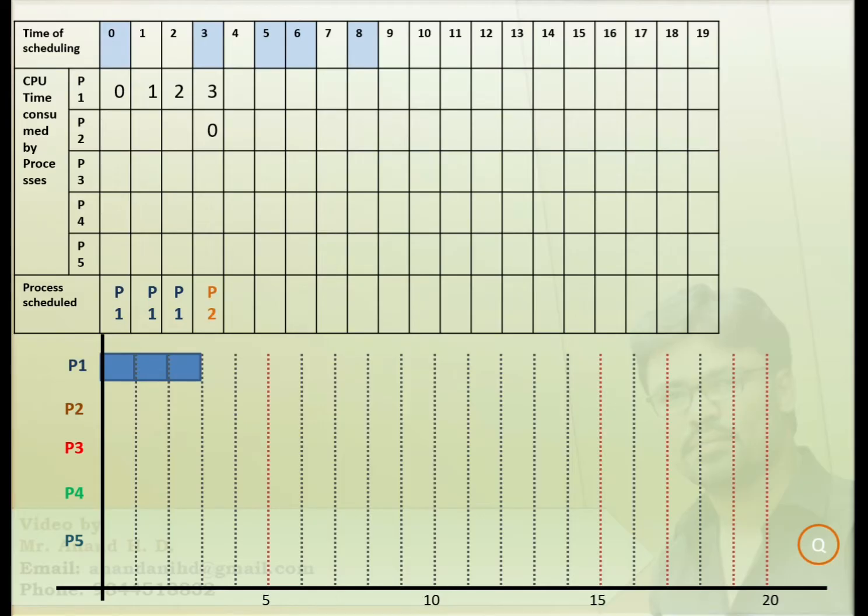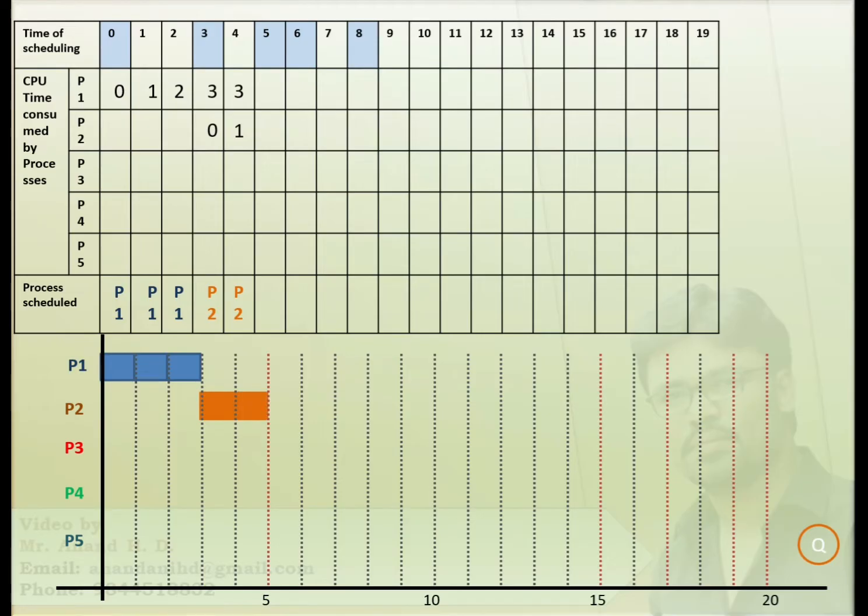So P2 will be selected for execution and it is going to execute from 3 to 4 time units. So at 4 time units, P2 has completed 1 time unit of execution and P1 has completed 3 time units of execution. So out of processes P1 and P2, P2 is the one which has least completed. So again it will be selected for execution and it is going to execute from 4 to 5 time units.